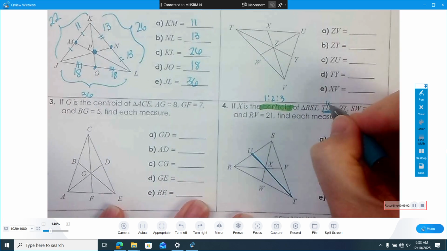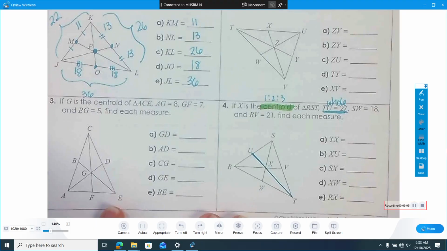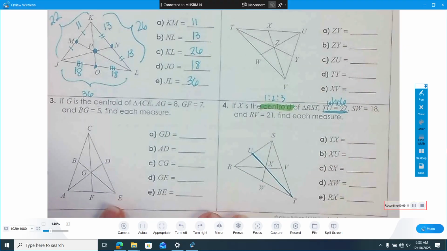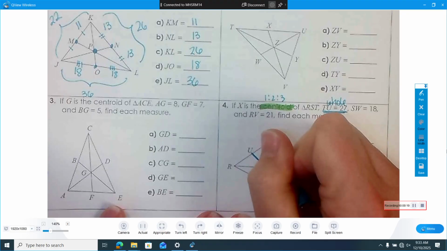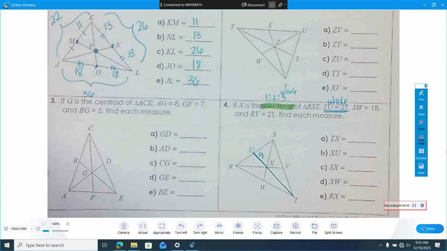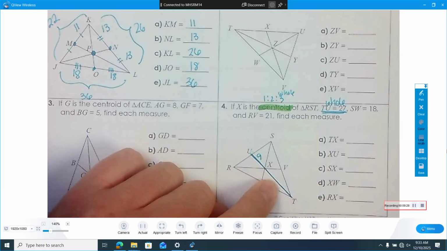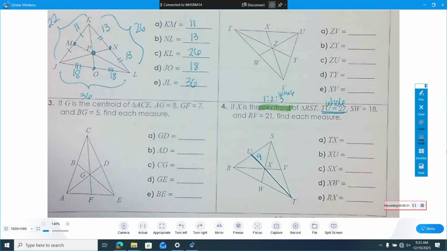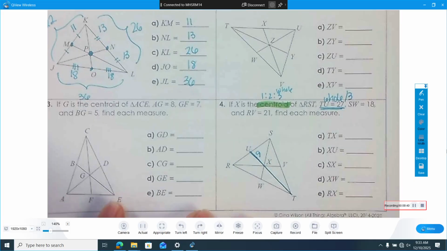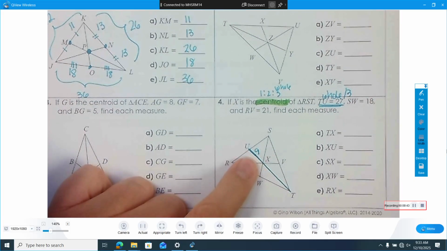If I know that the whole thing is 27, that whole median is 27. Can I figure out this part? Yes. UX, what's UX? 9. How'd you get 9? Divide by 3. The whole length is all 3 parts. There's 1 part here and 2 parts on this side. So if you're given the whole median, what do we need to do? Divide by 3. And that's going to give us the small piece. All right? So anytime they give you a whole, you simply need to divide it by 3, and that's going to give you the small piece.